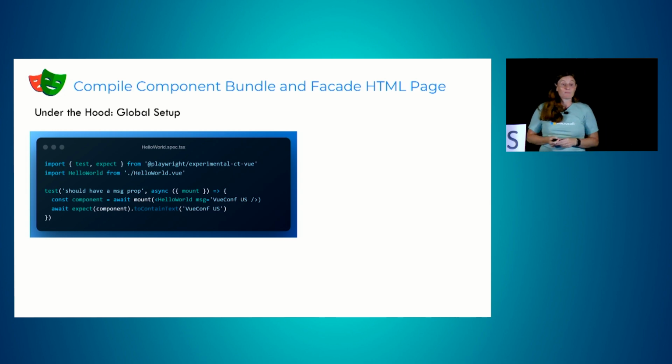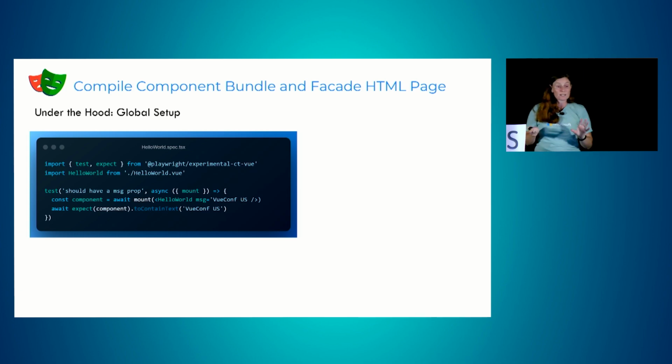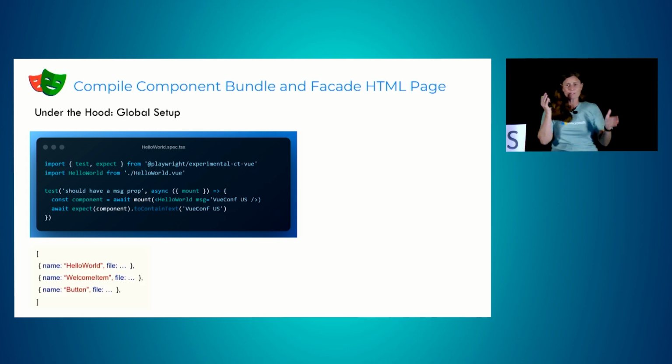So compile the component bundle and facade HTML page. So this is what's happening under the hood, right? We already went through that test. That's that code there. You can't see it very well, don't worry about it, we just walked you through the video of it. So what's happening here is basically it's creating a file. It's mapping all the components, hello world, the welcome item, the button.